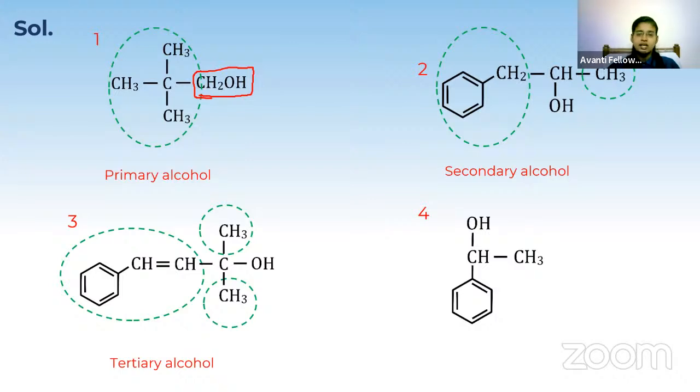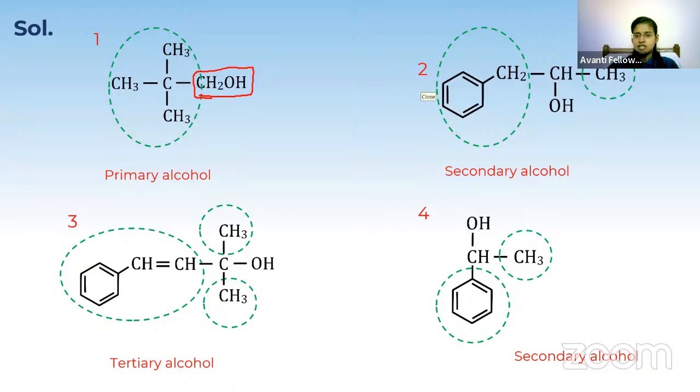Secondary alkylic, allylic, or benzylic? Okay, so it is secondary benzylic because the OH is attached to the carbon which is directly attached to the aromatic ring, right? So it is an example of a secondary benzylic alcohol.